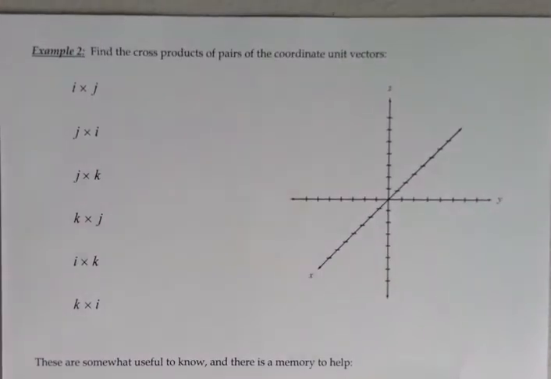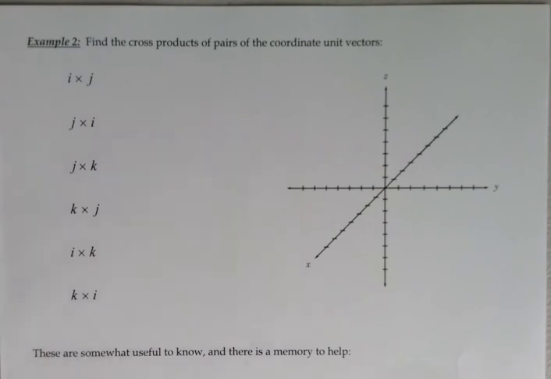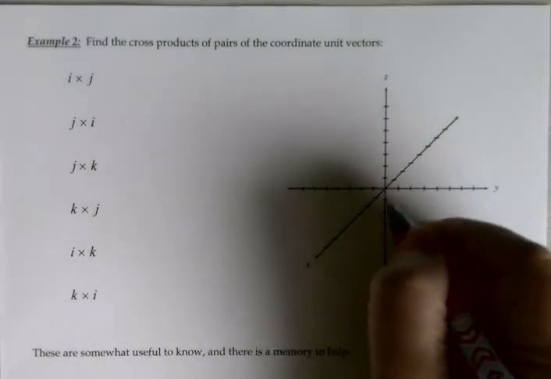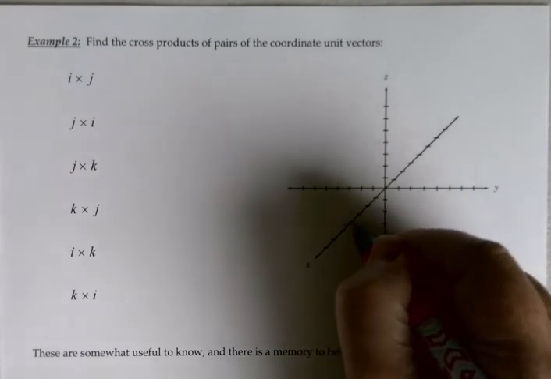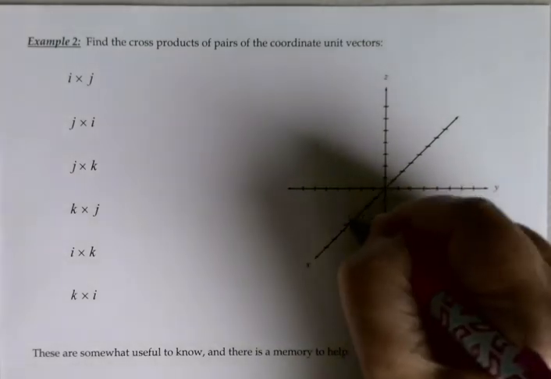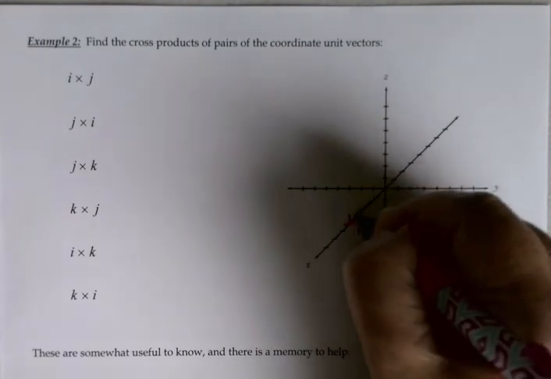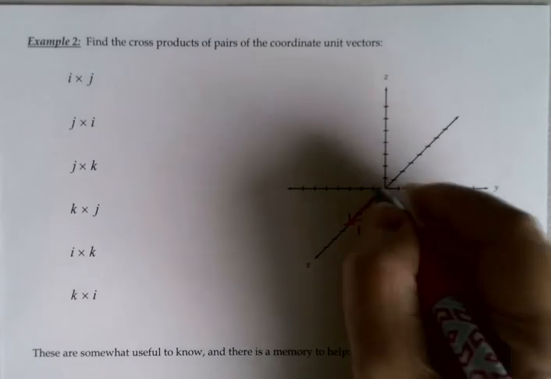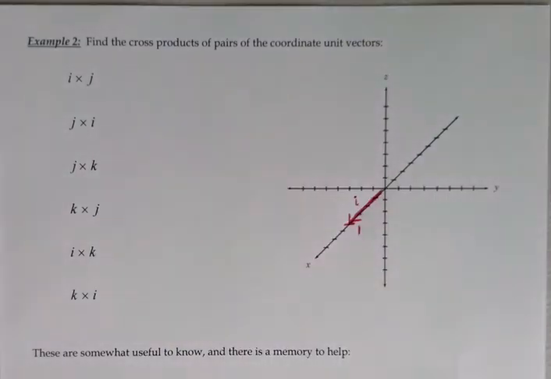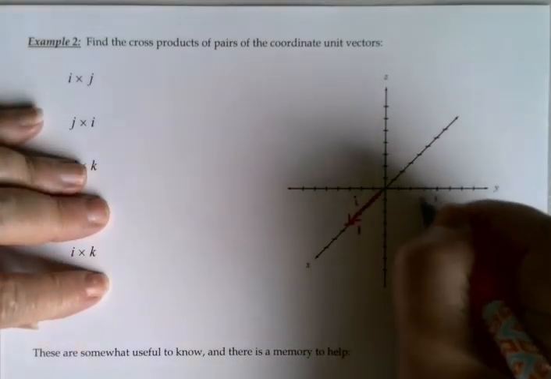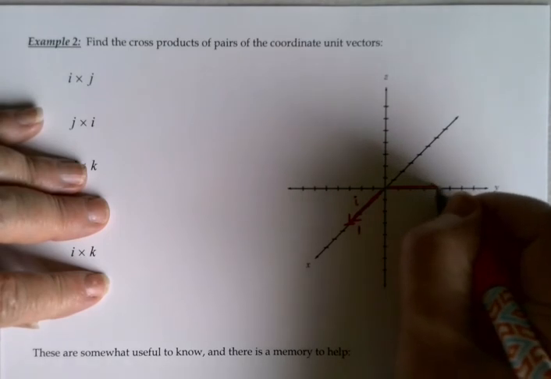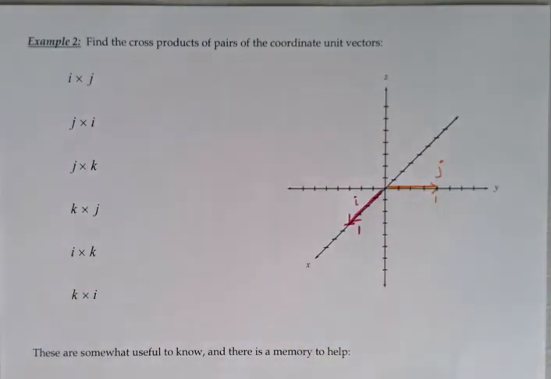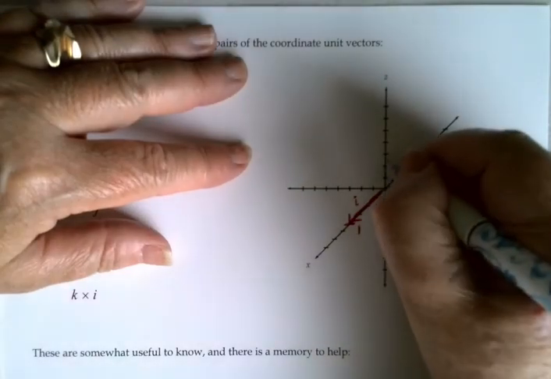So in example 2, we're going to look at the specific cases of the coordinate unit vectors, the i's, j's, and k's. And I'm just going to go ahead and draw them over here. Let's see, I'm going to go in fourths. 1, 2, 3, 4. Let's call this 1. So I would look like this. Vector of unit length 1 on the x-axis. J is the vector of length 1 on the y-axis. And K will be the vector of length 1 on the z-axis.